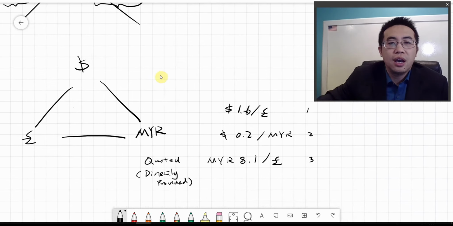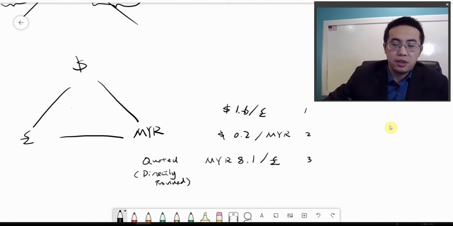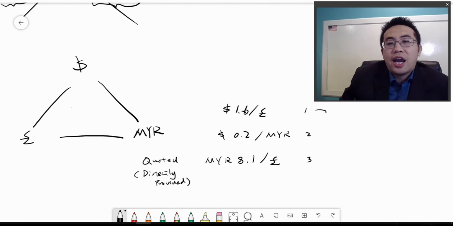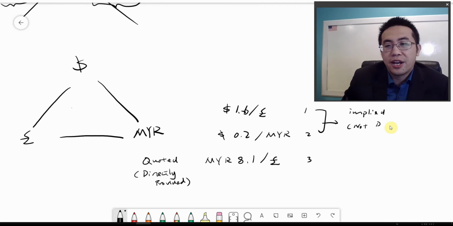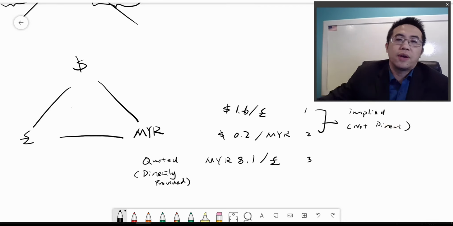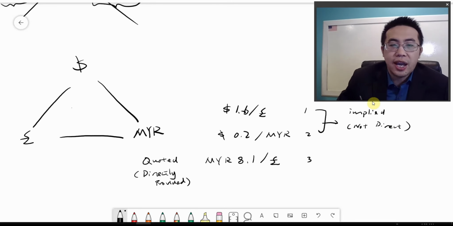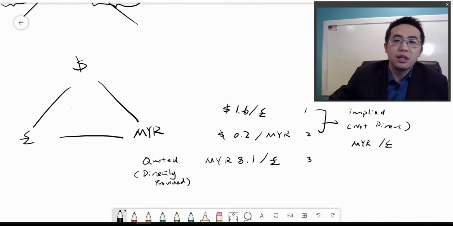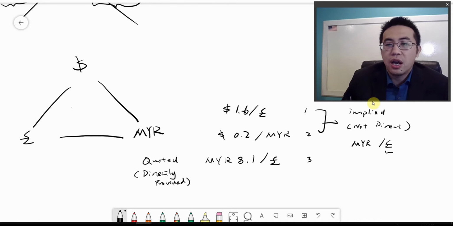And then from the other two rates, I will need to develop the implied cross rate, which is not directly provided. I want to make sure that the implied rate has the same format as the quoted cross rate, which is the amount of Malaysian ringgit in terms of £1. So in the previous chapter, we learned that the currency here is a pound, and we're looking at the ringgit price per pound.